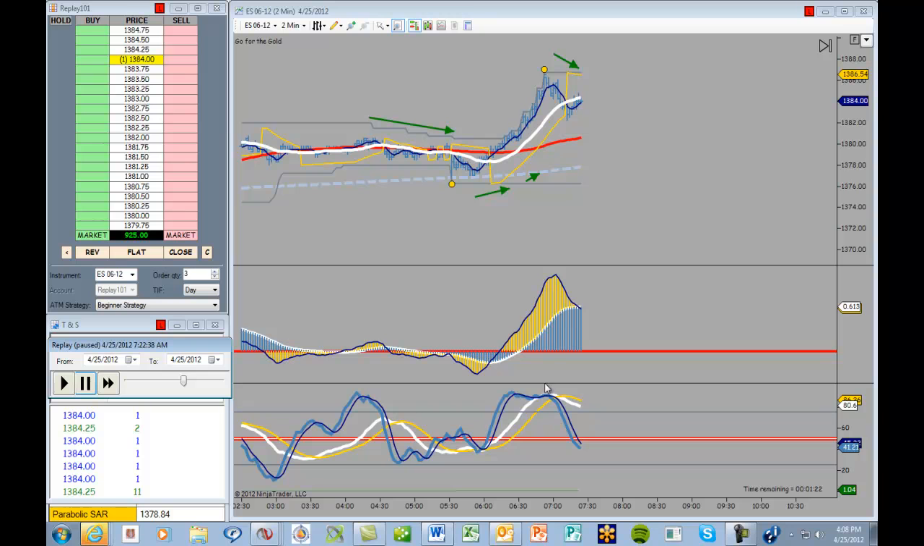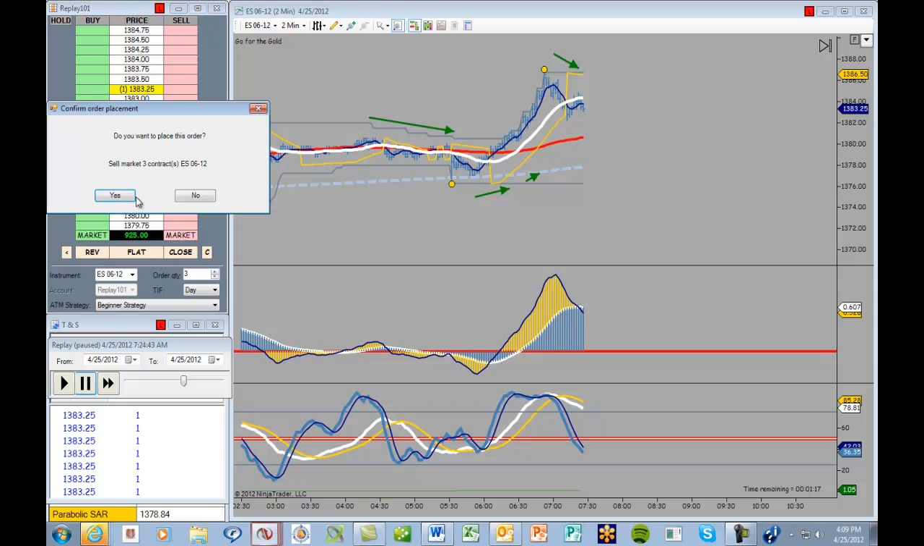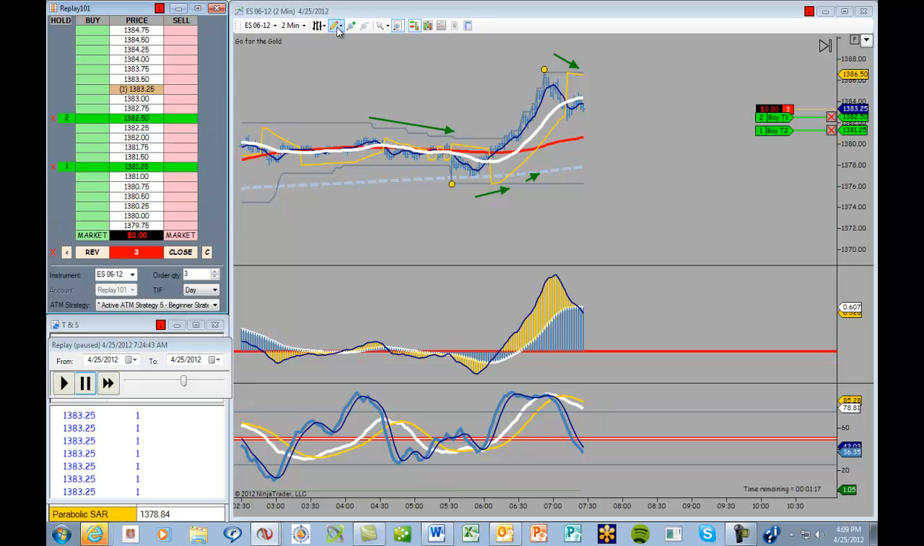now notice both stochastics are still heading down, and the price just took a little corrective bounce up. So let's wait until we see a little more of a turnaround on that blue moving average, like right there, say. And I think we can squeeze another short trade out of that move.